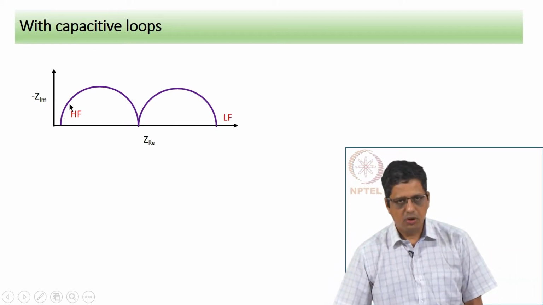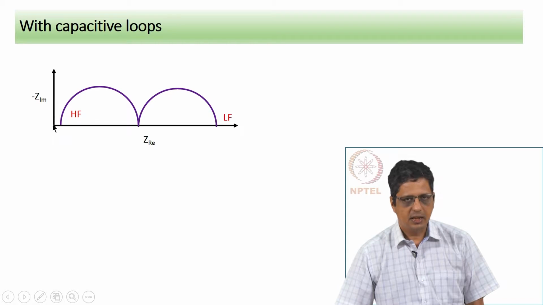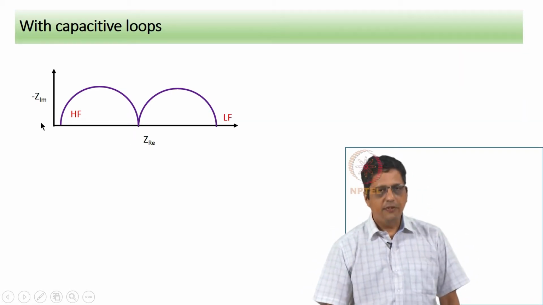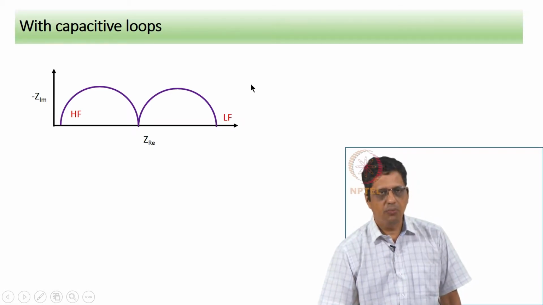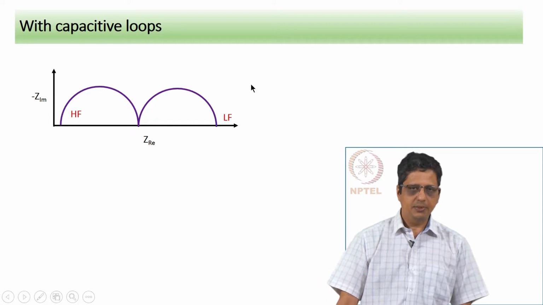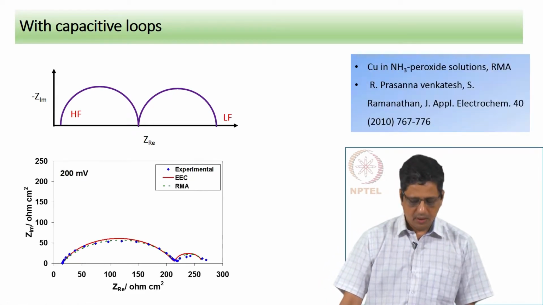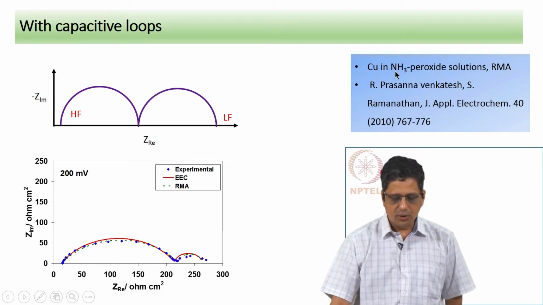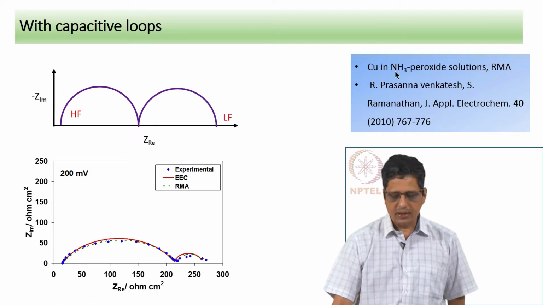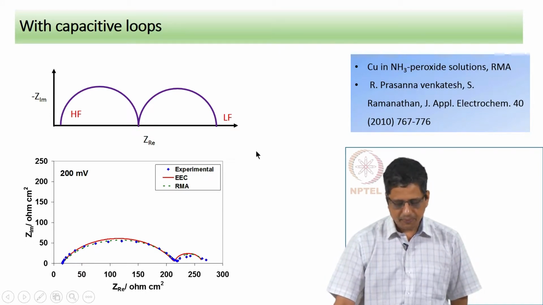In all these plots, I am going to show you minus imaginary on the y axis and real on the x axis. Okay. High frequency, this is the starting point, high frequency data, and as you go to lower and lower frequencies, it forms one capacitive loop followed by a second capacitive loop. This can arise from many systems, but in this example, this has been seen for copper dissolving in a solution containing ammonium and hydrogen peroxide, and this has been analyzed using mechanistic analysis.